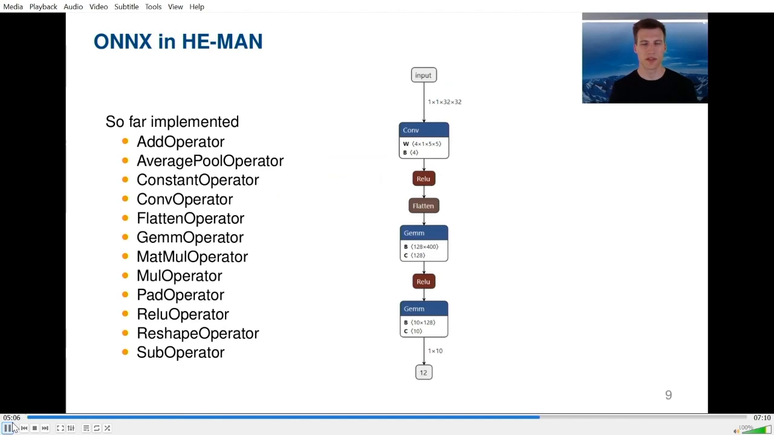So how is this implemented in He-Man? So far, we implemented the most important operators of the ONNX operator set. This is done by implementing an equivalent of the operators for FHE ciphertext, which can be quite tricky because of the mentioned restrictions. During the FHE inference phase, data is passed through the operators, and each operator uses the FHE equivalent implementation.